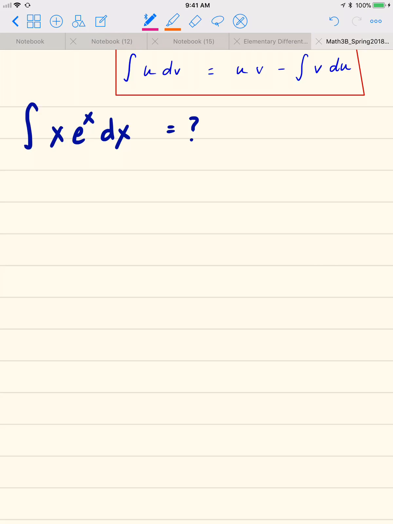We've got our formula up top. This is our formula for integration by parts. The integral of u dv is equal to u times v minus the integral of v du.